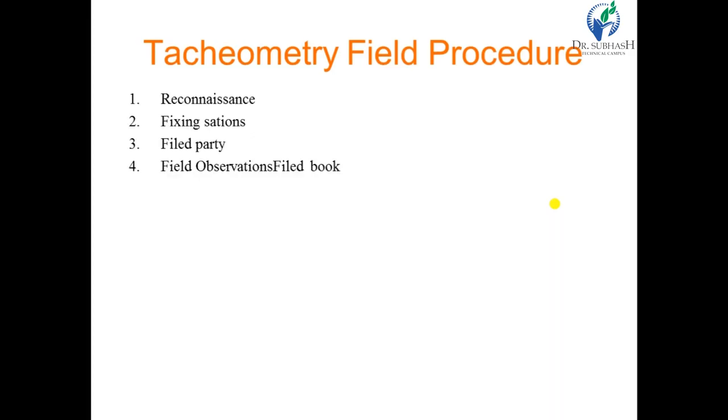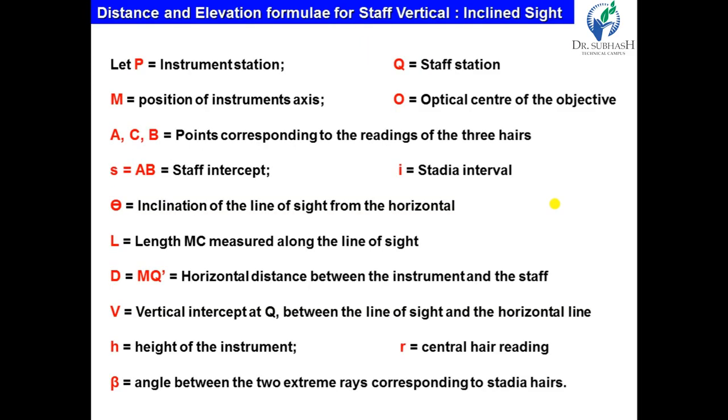Next, that is the simple tachometry field procedure: reconnaissance, fixing stations, field party, and field observation or field book. First, we have to derive the formulas for different cases before we start the tachometry survey. Now, distance and elevation formula for staff vertical and inclined line of sight. The notation is given for the pictures below.